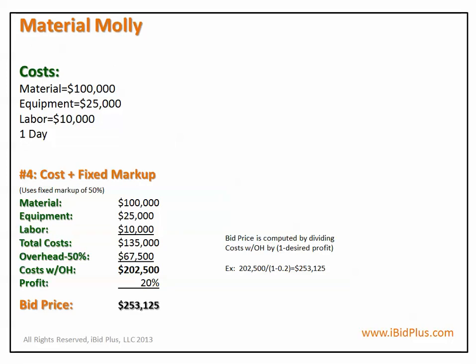The next strategy is cost plus fixed markup. The company uses a fixed markup of 50% to cover overhead. Therefore, the company computes the total cost to be $135,000. Then marks up this $135,000 by 50%, or $67,500 of overhead recovery. Then they sum the total costs with this overhead amount and add in a profit of 20%. This leaves you with a bid price of $253,125.